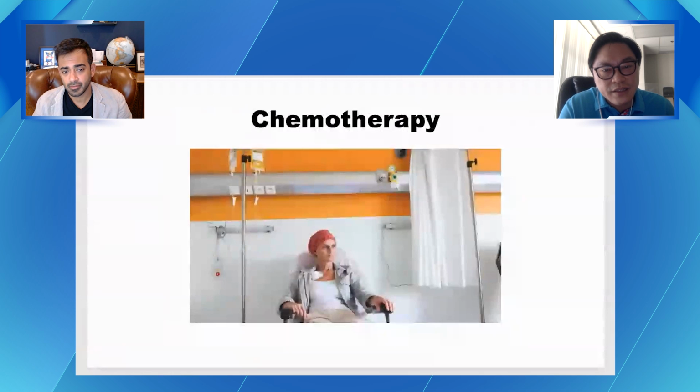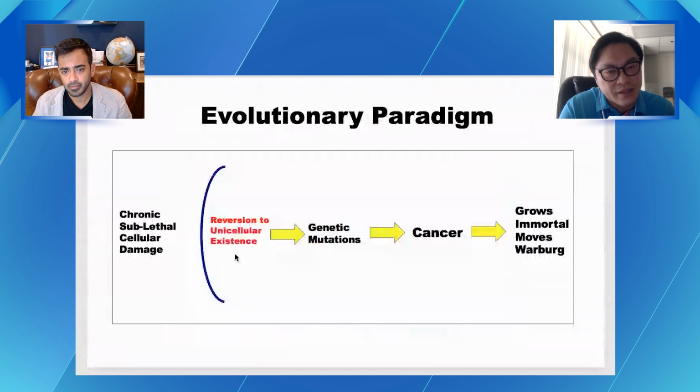So what you've got is this reversion to unicellular existence, which is brought on by the evolution from chronic sublethal injury. Now you have to find out what that injury is and then go from it. But this evolutionary paradigm explains so much about it, and that's only the formation of it. And then what I'm going to go into is how metastasis happens and then the implications of this evolutionary paradigm, because it has a number of implications for what we do.